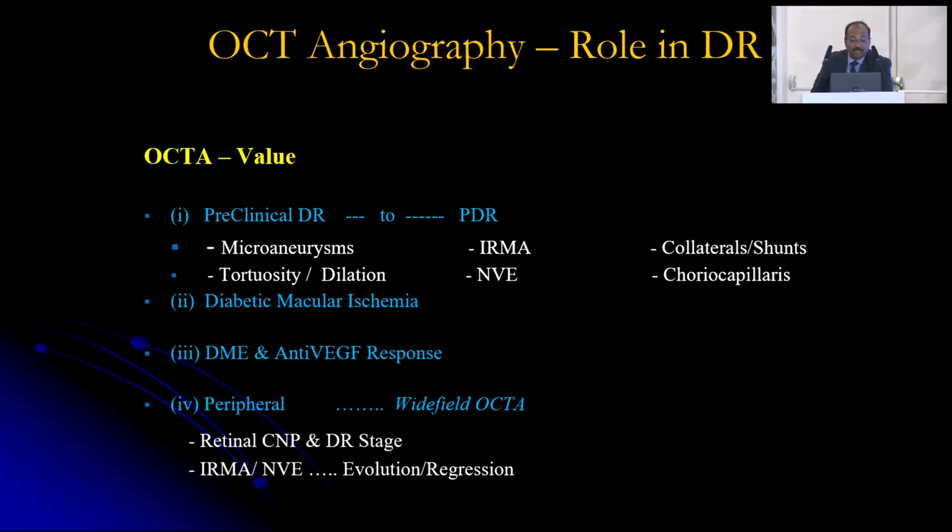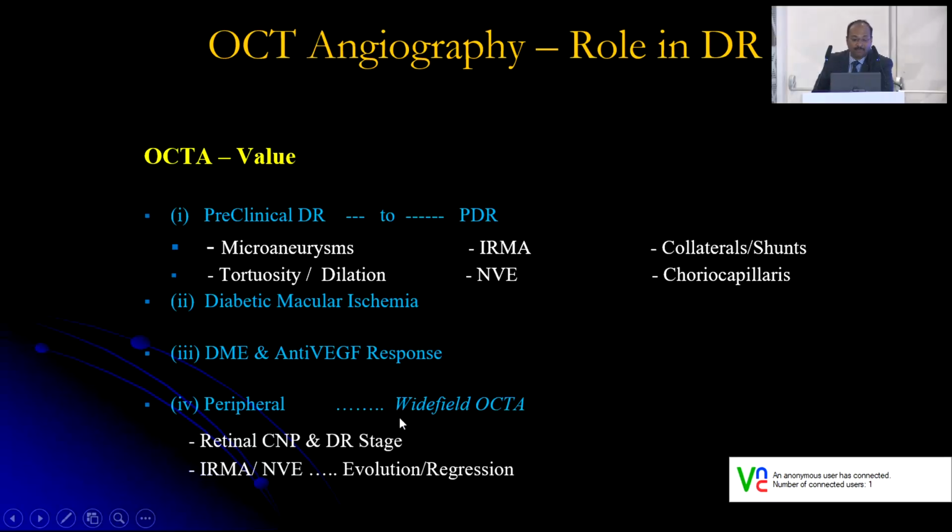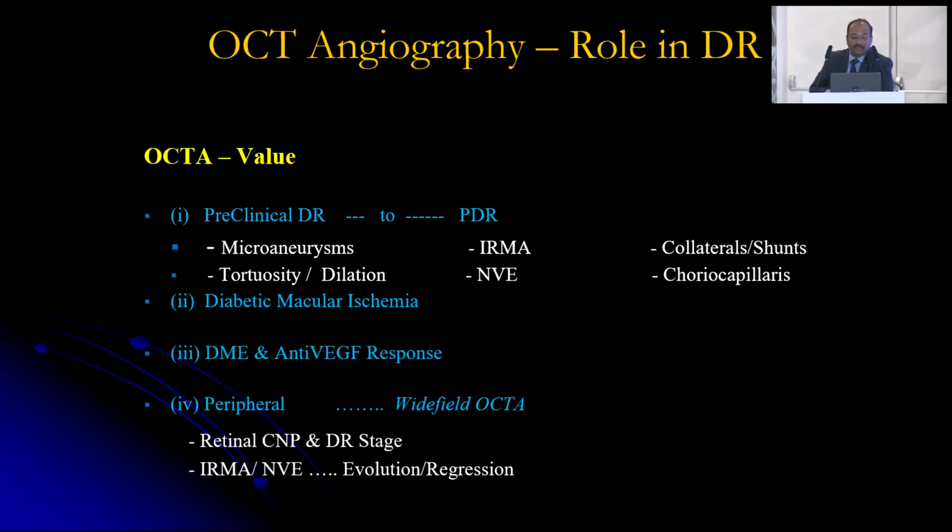Through all these anatomical issues, it also gives us an ability to objectively evaluate diabetic macular ischemia. It also is now increasingly helping us correlate diabetic macular edema and anti-VEGF response, and we'll see in a bit how. It also highlights peripheral changes as we are enhancing our ability with wide field OCTA, correlating retinal capillary non-perfusion and diabetic retinopathy stage, as well as looking at and understanding evolution and regression of IRMAs and NV. So this is how we'll go about it.